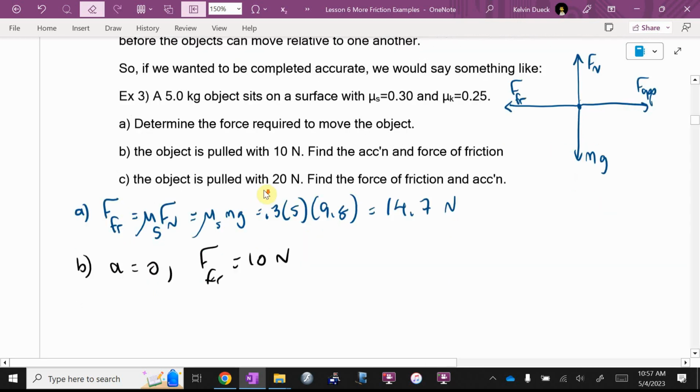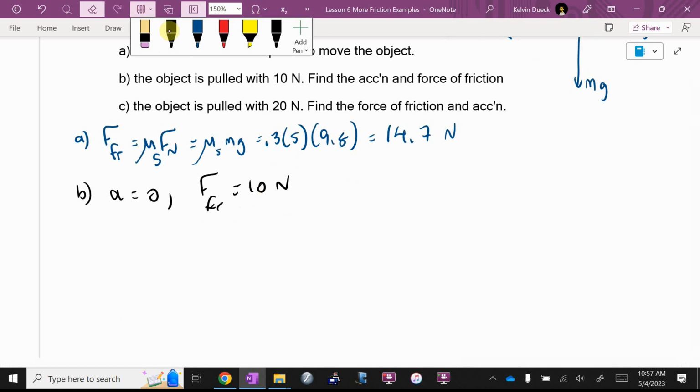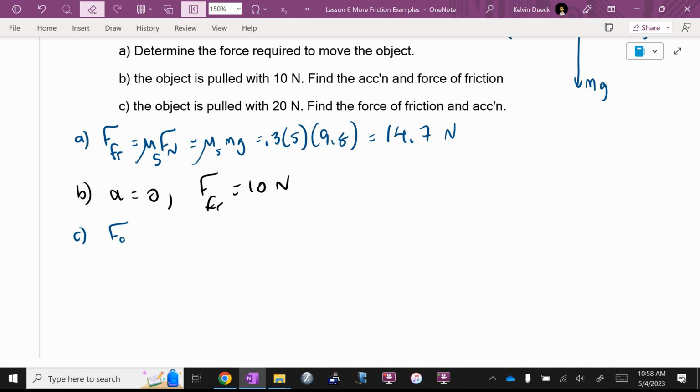ooh, how hard are we pulling in part C? Now we're going to accelerate. Who's winning? F applied. Who's losing? Good. What's that always equal?